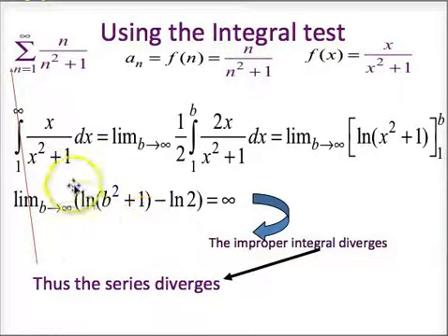Well, the natural log function is an increasing function, so it grows without bound. In other words, this limit right here, as b gets large, will be infinity. So this integral does not converge. It is a divergent integral. Since the integral diverges, the series also diverges.